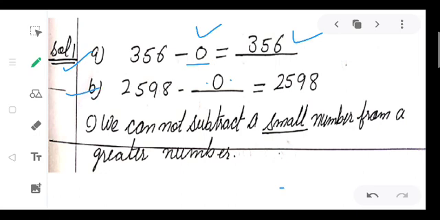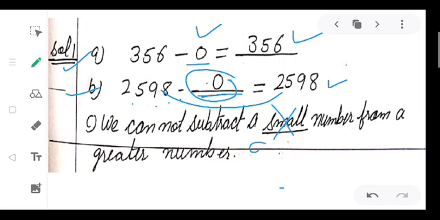B part, 2598. When we subtract 0 from this number, we will get the same number. So what is the answer here? 0. 2598 minus dash is equal to 2598. When will the difference remain the same? When we subtract 0.